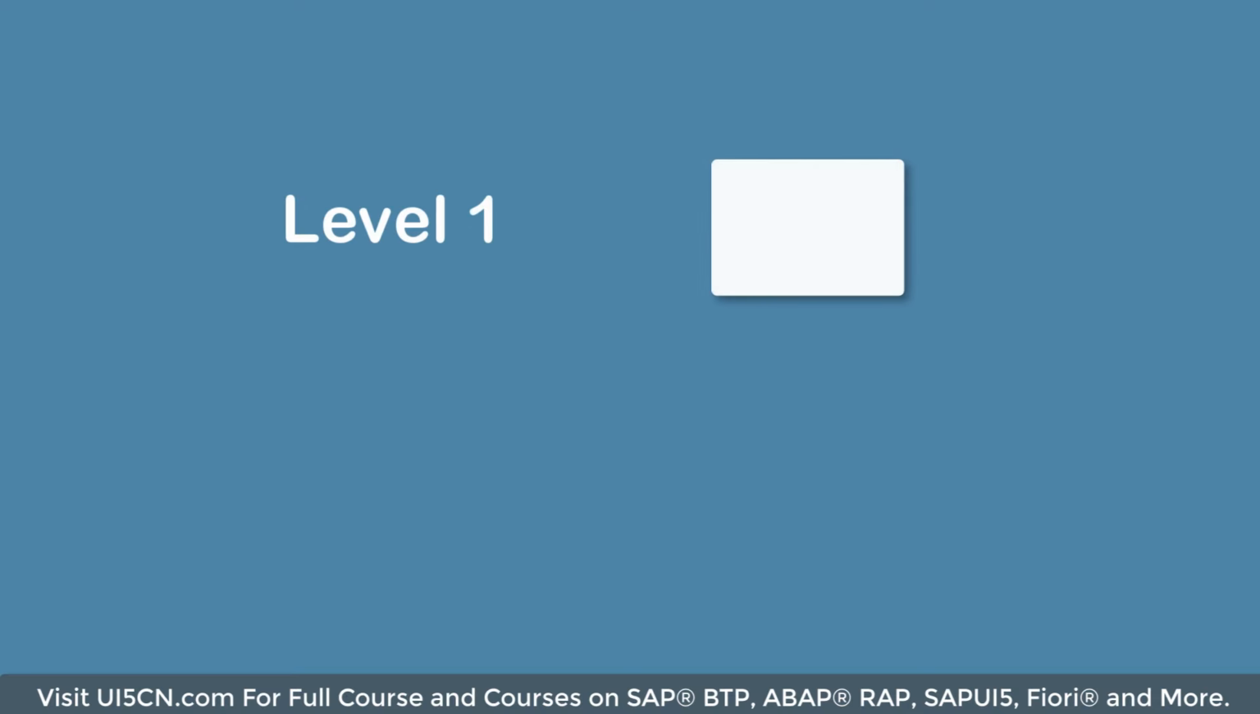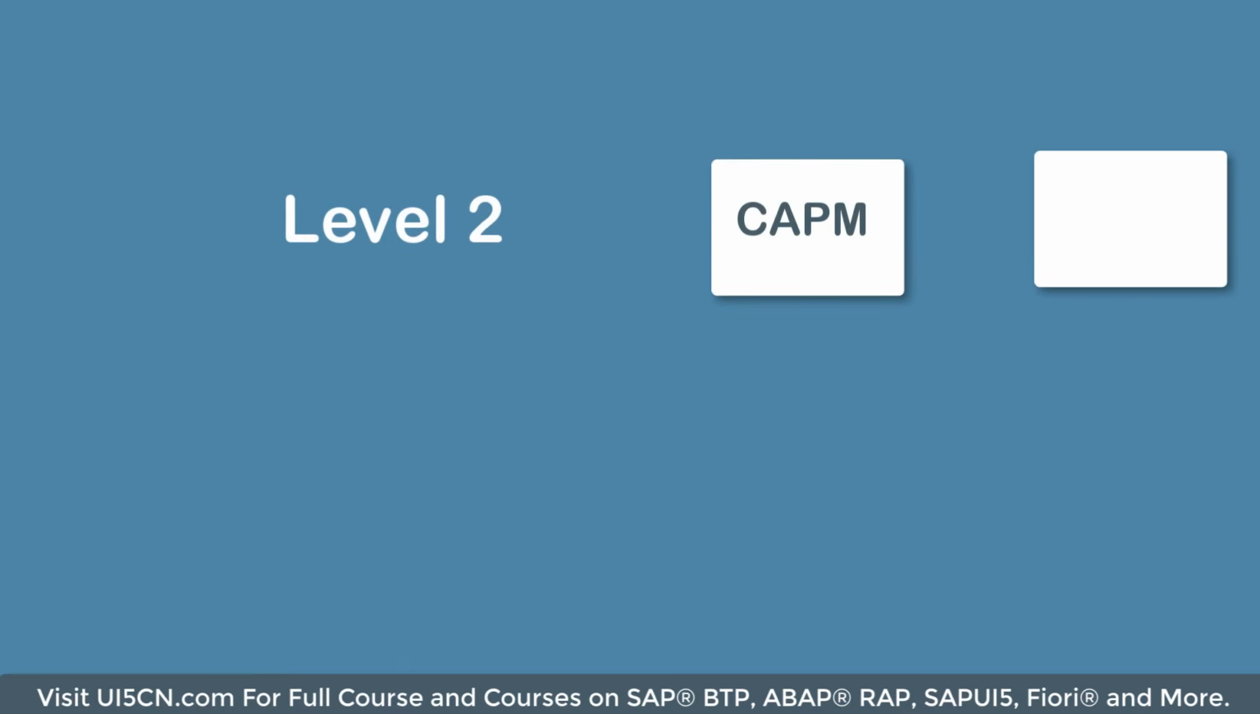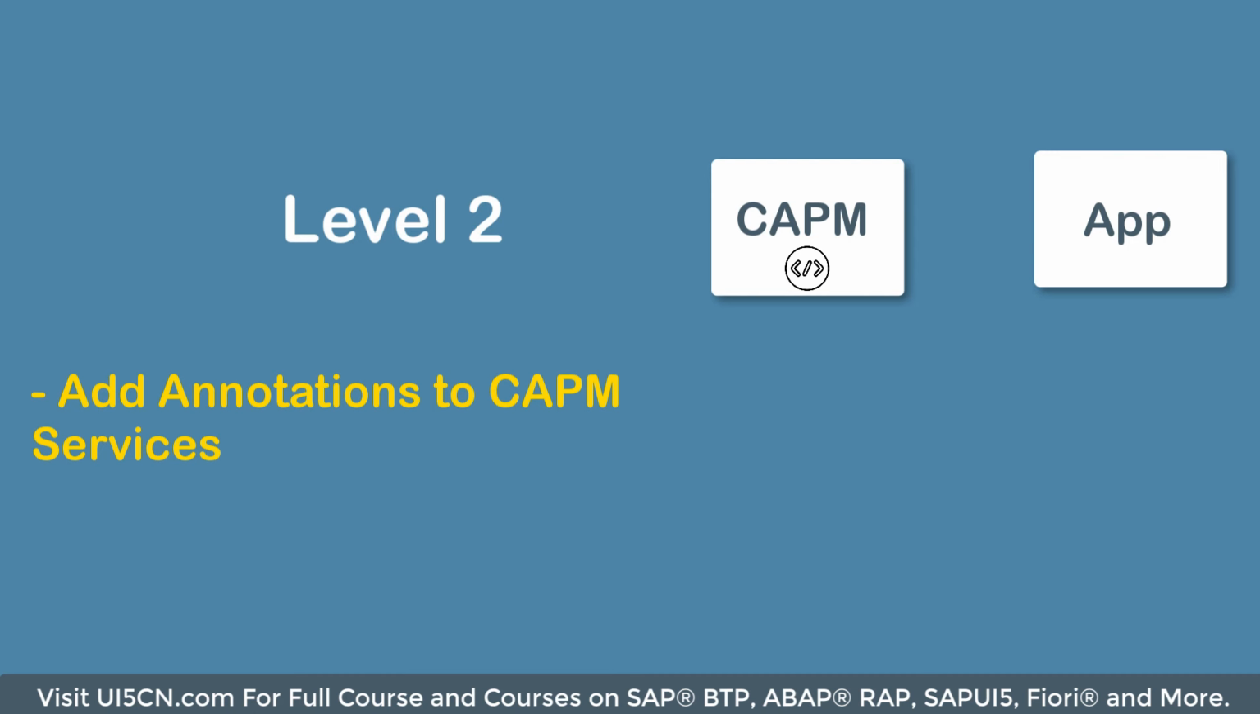In level 1 of the course, we will start exploring how to use out-of-the-box OData services like Northwind and use the front-end UI annotation to have those changes in our SAP Fiori Elements application. Then in level 2, we will focus our attention on SAP CAPM applications and see how annotations can be added to CAPM-based services, which will be consumed by our SAP Fiori Elements application.